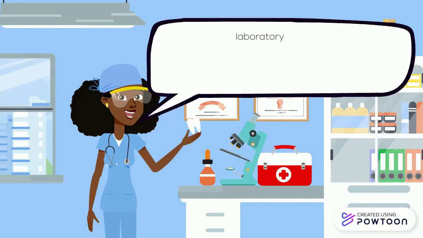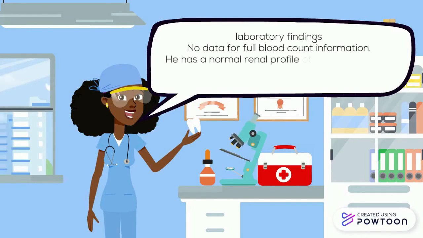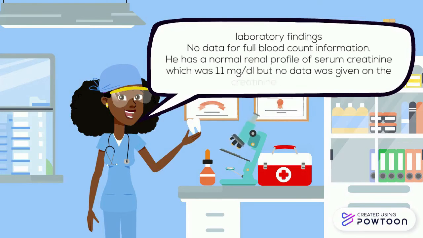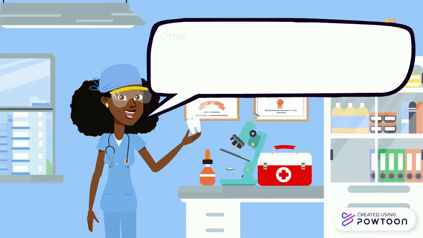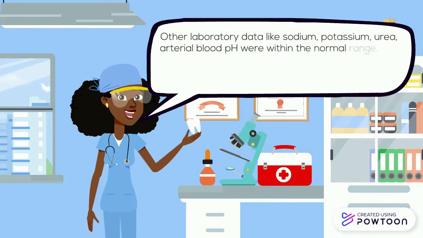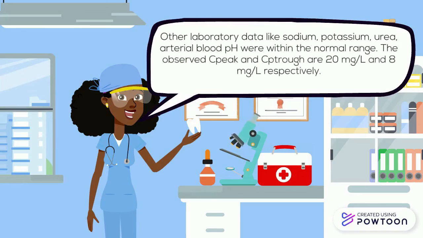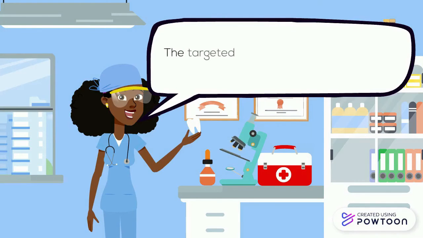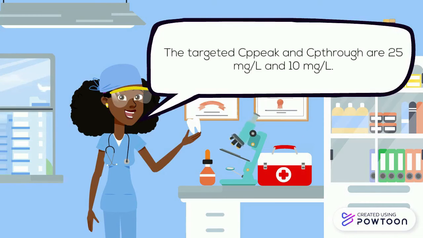Based on the laboratory findings, there is no data for full blood count information. He has a normal renal profile of serum creatinine which was 1.1 mg per deciliter, but no data was given on the creatinine clearance. Other laboratory data like sodium, potassium, urea, arterial blood pH were within the normal range. The observed C-peak and C-trough are 20 mg per liter and 8 mg per liter respectively. The targeted C-peak and C-trough are 25 mg per liter and 10 mg per liter.